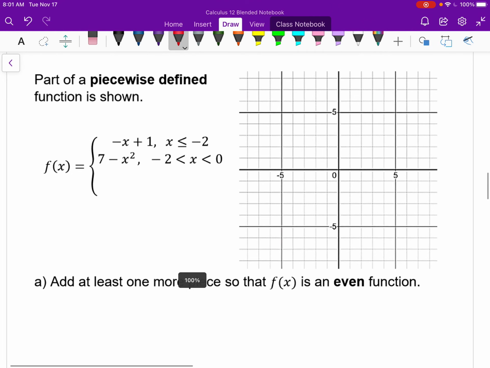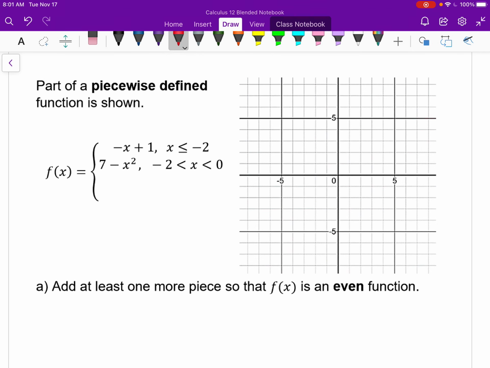Next, I want to review piecewise functions, which were actually introduced in a previous lesson, but really go back to Pre-calculus 11. A piecewise function is just a function defined in pieces. And what you see here are two pieces, although there's an extra blank right here that we'll get to.